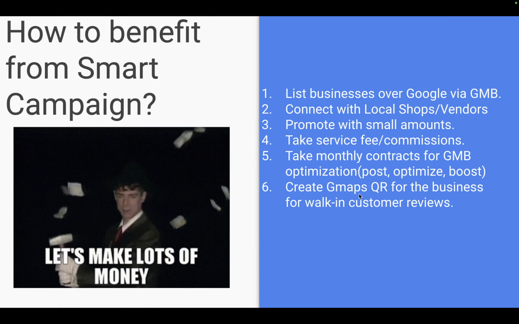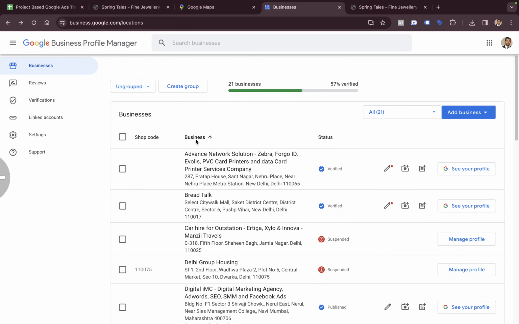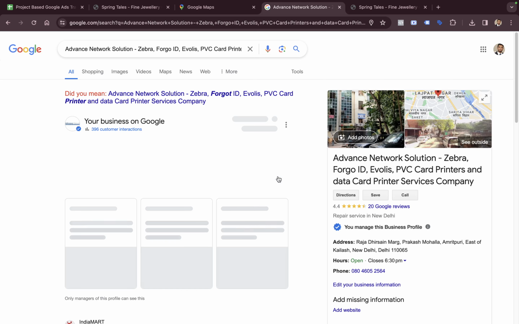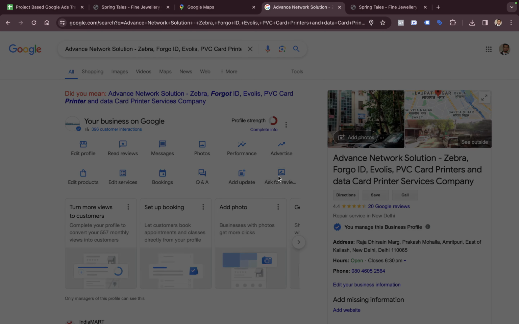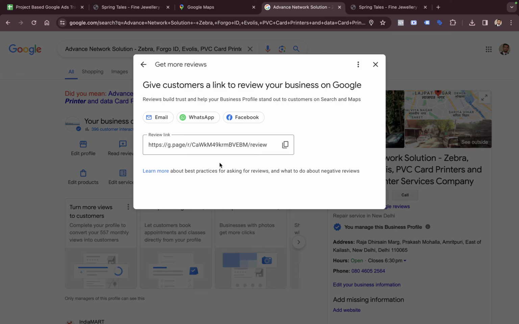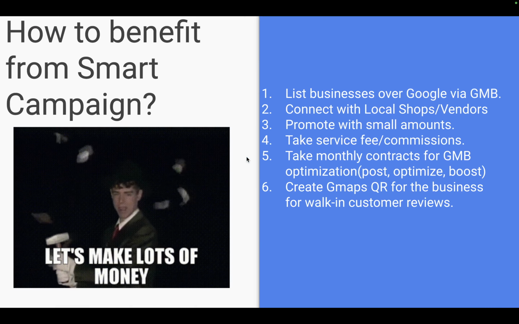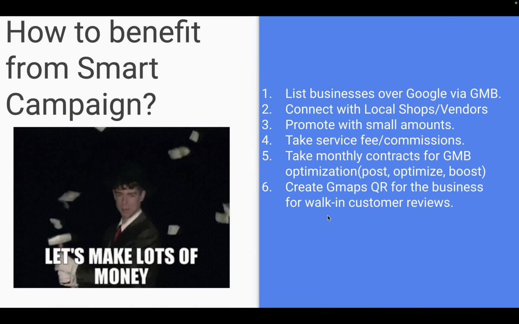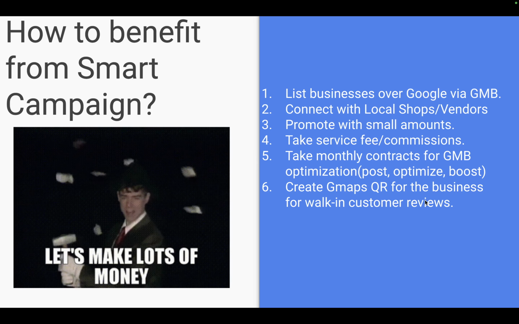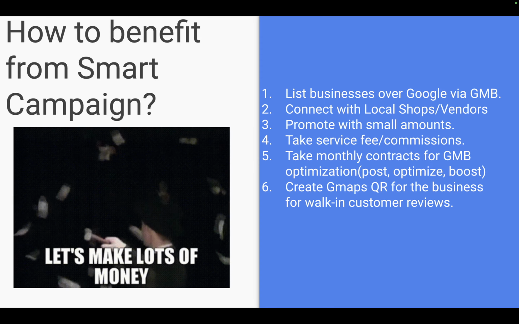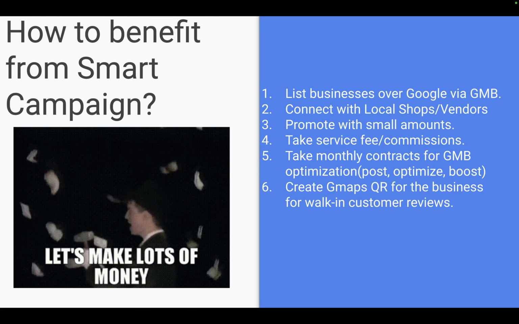And then the last option could be creating the Google Maps QR for their business. You can go to any QR code generator. You can simply copy this link. Let me show you how to copy the link if you can allow me a minute. So you can copy their business link, which is this link, and you can connect this link with the QR code. You can create a physical QR code, and then you can simply take a printout of the QR code, put it in their shops, and this QR code will help them get reviews from the walk-in customers. And I guess that's how you can charge them on a monthly basis.